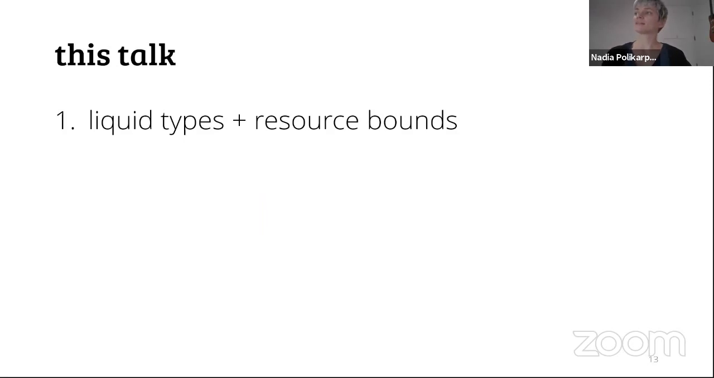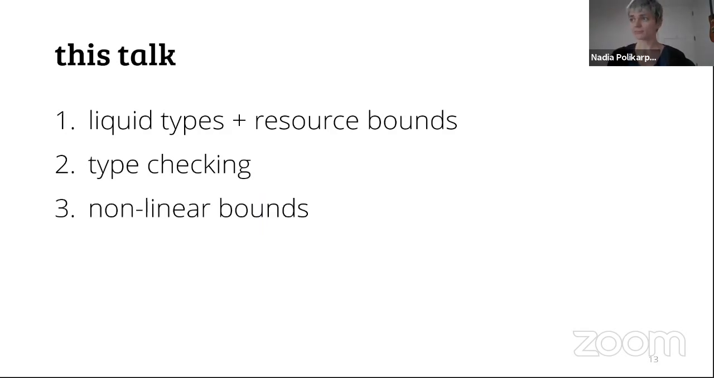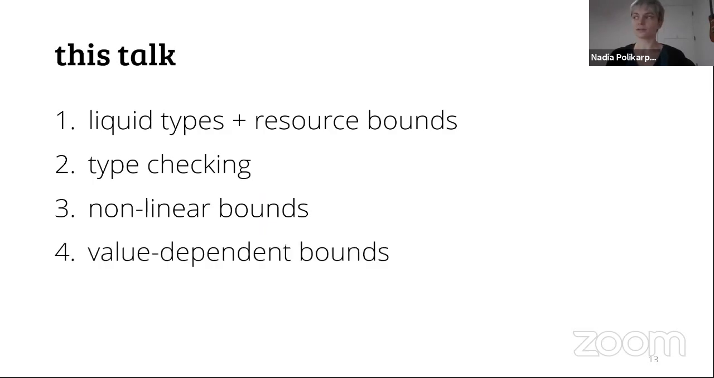So in the beginning, I'll tell you about how we put these liquid types together with resource bounds to be able to describe both functional properties and resource consumption of recursive programs. I will then give you a little more detail about how we actually type check programs against these liquid resource types. And towards the end, I'll tell you about two more advanced features of this type system that I think are really nice because they're simple, but they also allow you to reason about more advanced properties of programs. So I'll tell you about how we can reason about nonlinear bounds and also value-dependent bounds.